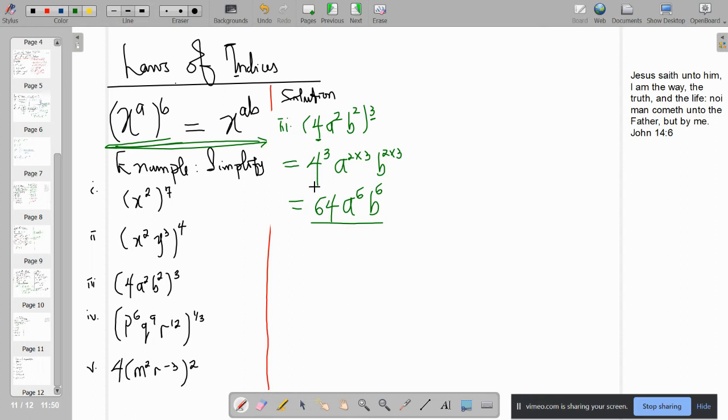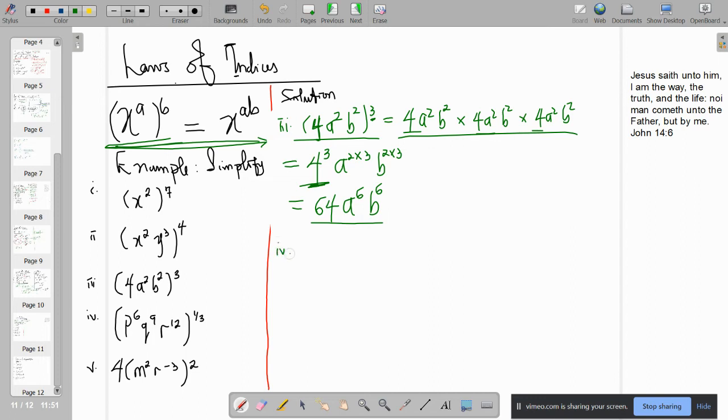Now, some may ask, but how is this one like this? Don't forget, if you have to write this in expanded form, this is going to be 4a squared b squared times 4a squared b squared times 4a squared b squared. This is exactly what this means. And that will have been 4 times 4 times 4, which is 4 to power 3 in this place. And that is why we just say that this 4 also will simply share this power, knowing that this is what it actually means.